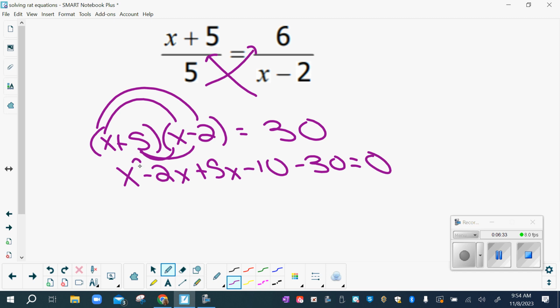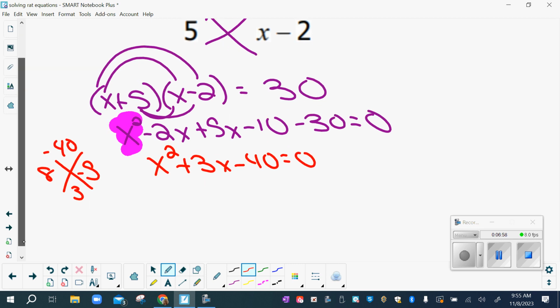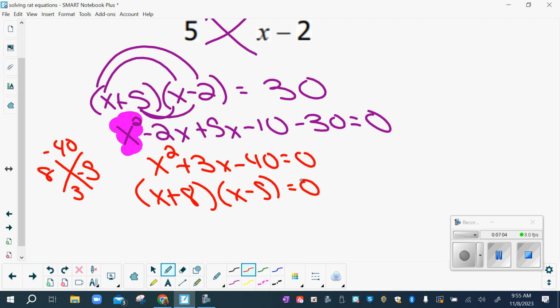The minute I see that x squared, it tells me right away I'm going to have to do some factoring. So I move everything over. I am going to clean this up and get x squared plus 3x minus 40 equals 0. That is factorable. Factors of 40 that make 3 are 8 and negative 5. But be careful. x plus 8, x minus 5, we are setting it equal to 0.